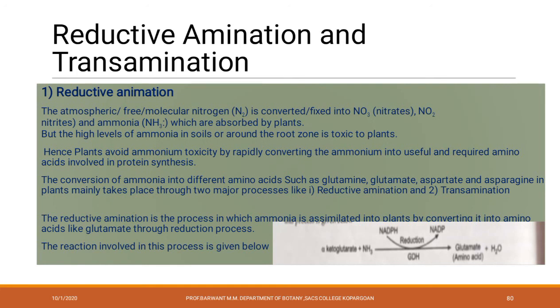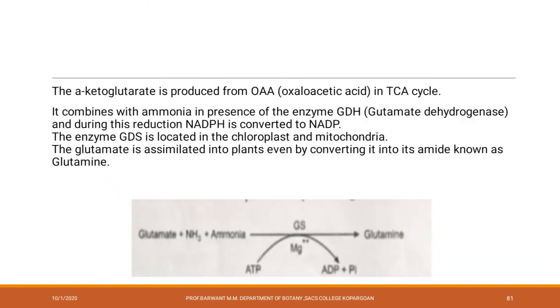For that purpose, some processes run in the plant. First, reductive amination. How does reductive amination take place? Let's see. Ammonia is converted into different amino acids that are helpful for the plant. In an amino acid, the reduction takes place in the presence of NADPH and GDH. Okay, let's see what that is.